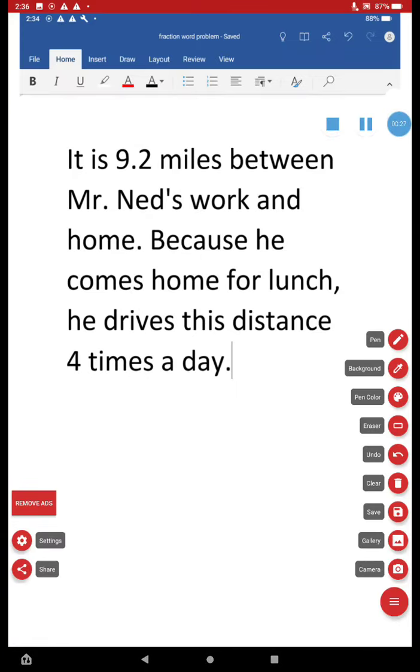All right, let's read this word problem together. It is 9 2/10 miles between Mr. Ned's work and home. Because he drives home for lunch, he drives this distance 4 times a day. All right, so first off, let's figure out how many miles does Mr. Ned drive in a day.